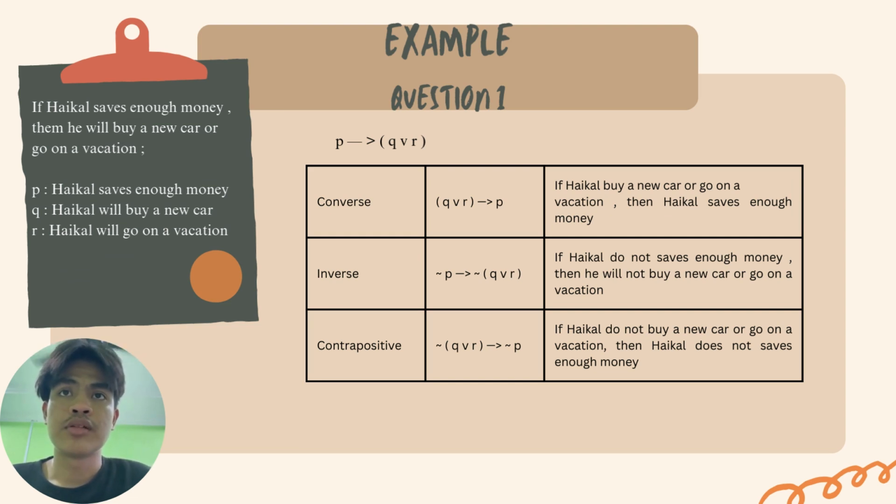The statement is P implies Q or R. For the converse statement, Q or R implies P. If Haikal buys a new car or goes on a vacation, then Haikal saves enough money.